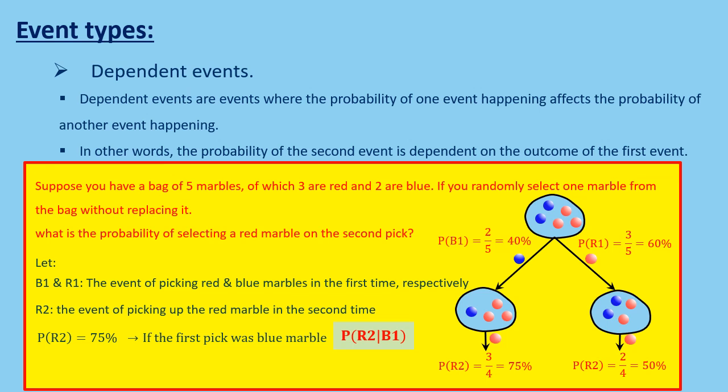Also, we can say that the probability of event R2 equals 50% if the first pick was a red marble, and we can write it using the conditional probability symbol and read it as the probability of event R2 given event R1. Now it is obvious that event R2 is a dependent event because the probability of event R2 is dependent on the outcome of another event, which is the first pick.